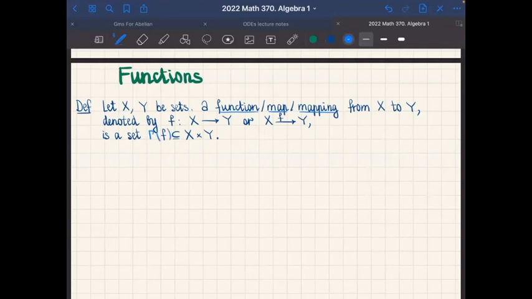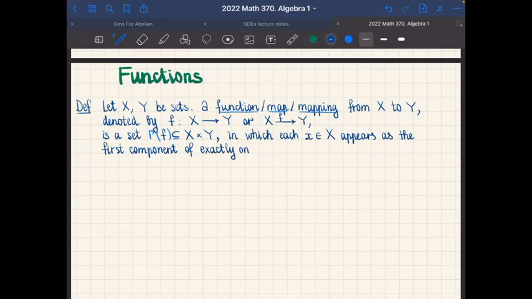Sometimes we can also write it as gamma of f, where gamma stands for the graph of a function. And in this subset, each element x appears as the first component of exactly one ordered pair (x, y) in gamma of f.